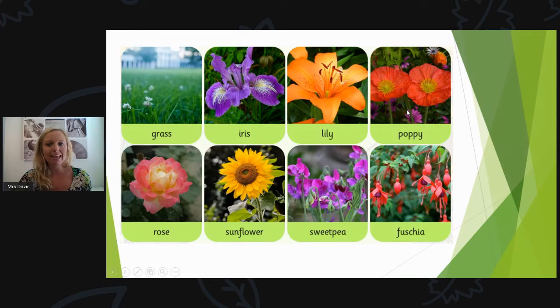Here we've got some poppies. Okay, poppies. And when we celebrate these, they're the symbol for Remembrance Day, aren't they? And we've got a rose. Roses come in lots of different colours. You've got a sunflower. It's one of my favourite flowers. So beautiful and bright. Got a sweet pea. You've got a fuchsia. Okay.